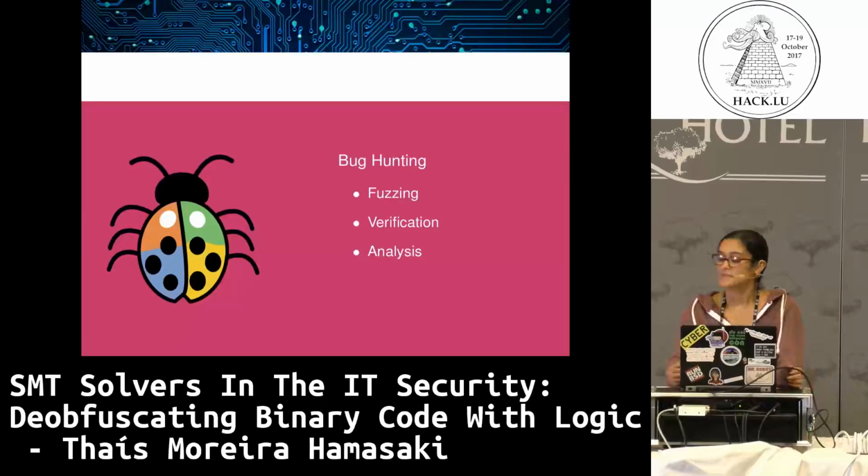So the ways that people are already using SMT solvers in security: it's for bug hunting, that's really common, that's really known. Almost all the CTF players are using it. And it would be for fuzzing, that's automated software testing, it's not really new. The only thing that's really interesting for IT security is: what do you want to fuzz?